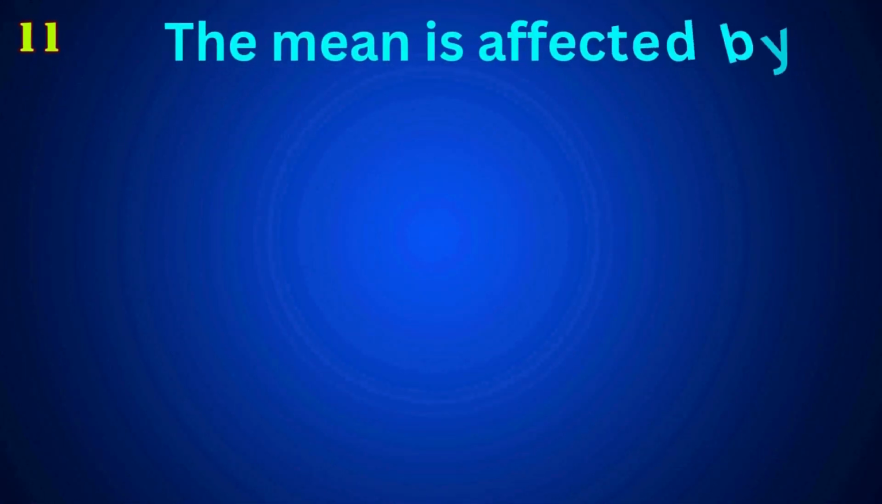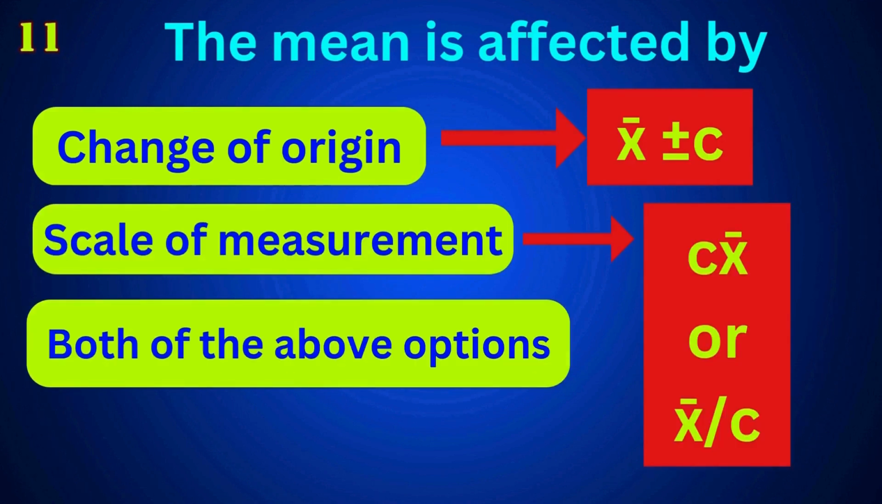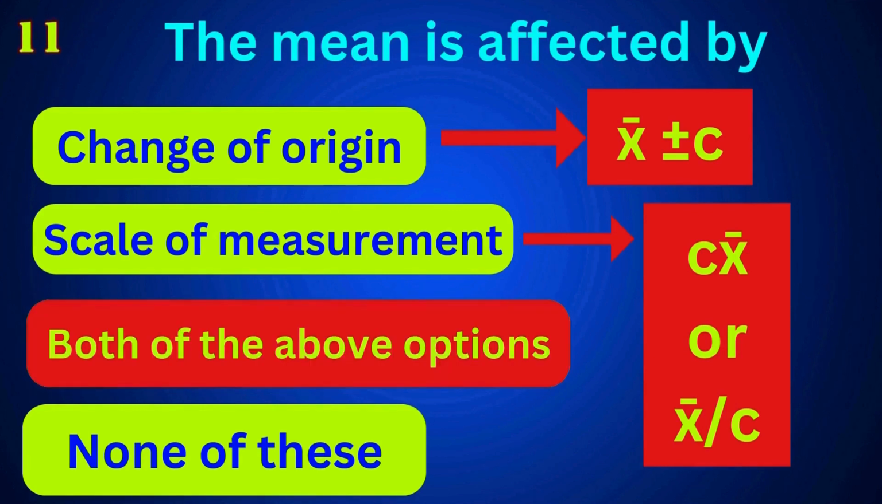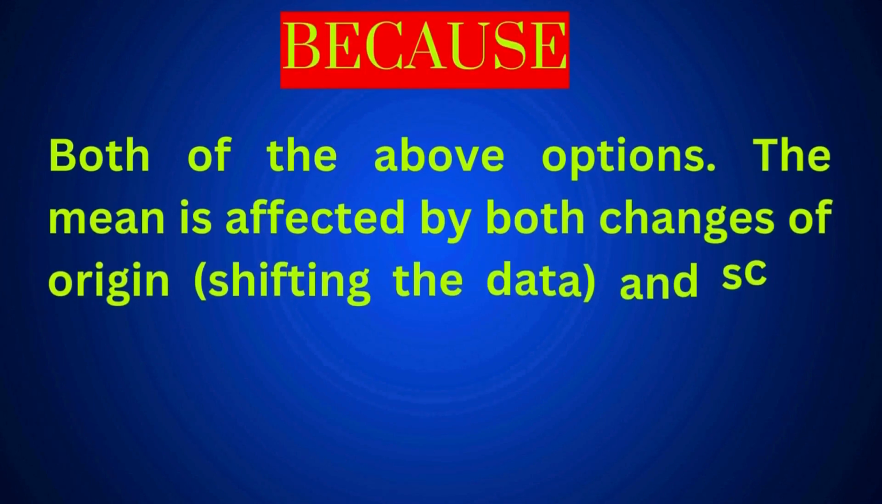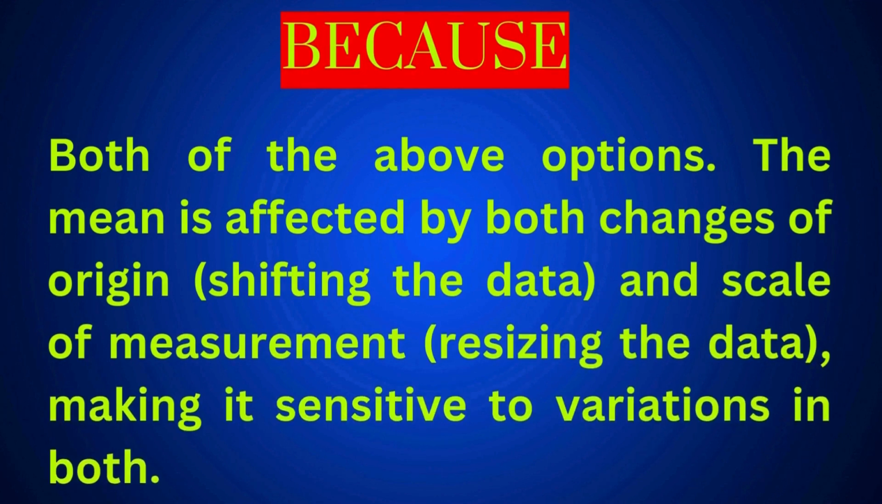The mean is affected by. Options are change of origin, scale of measurement, both of the above options, none of these. Right option is: both of the above options, because the mean is affected by both changes of origin, shifting the data, and scale of measurement, resizing the data, making it sensitive to variations in both.